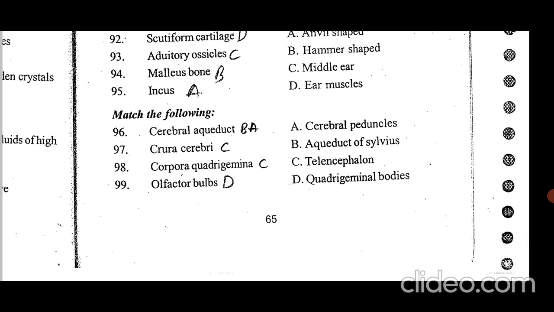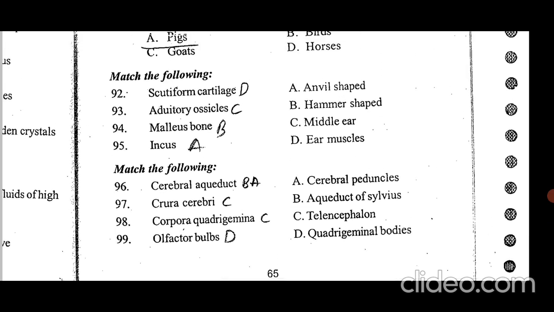And cerebral aqueduct has cerebral peduncles and aqueduct of Sylvius. Cerebral aqueduct is linked with cerebral peduncles and aqueduct of Sylvius, whereas crura cerebri and corpora quadrigemina are linked with the mesencephalon, and olfactory bulbs are linked with the rhinencephalon.